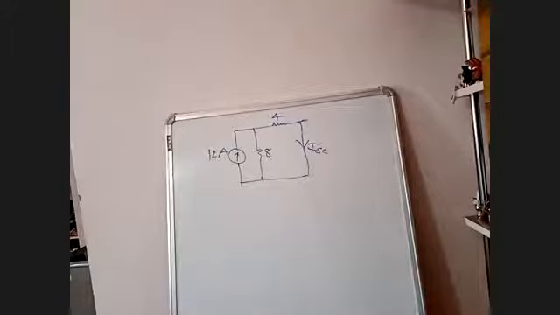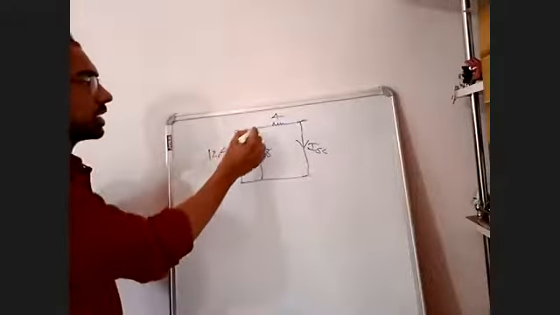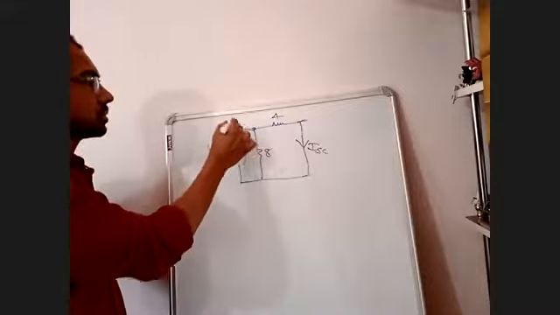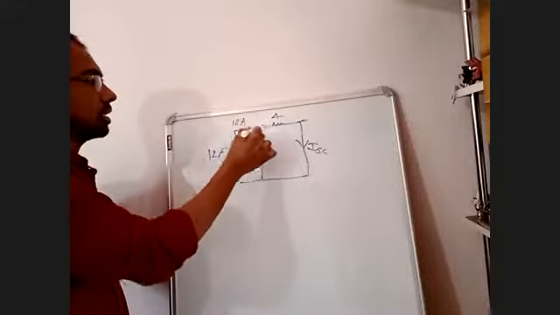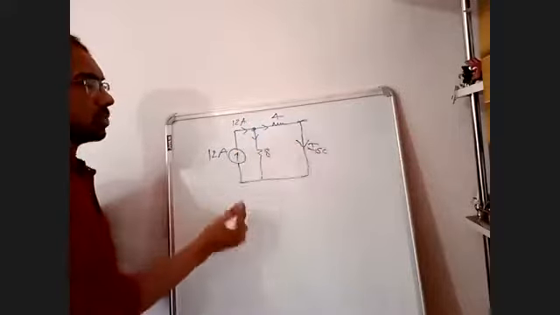Which method is easy for applying, for determining ISC? Mesh analysis or nodal analysis or current divider? By seeing the problem, you should know. Current divider, because only two resistances are there and the current source is here. This 12 ampere will come here and it will divide in these two branches. I want the current: ISC is the current in 4 ohms.